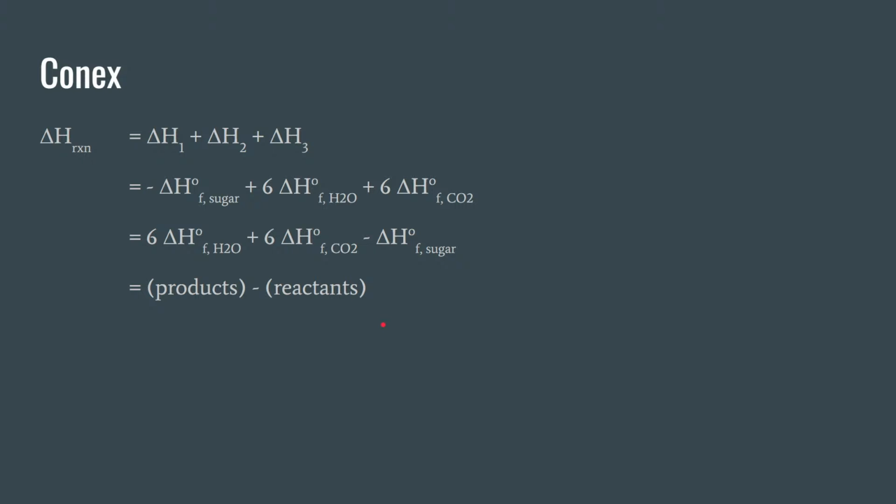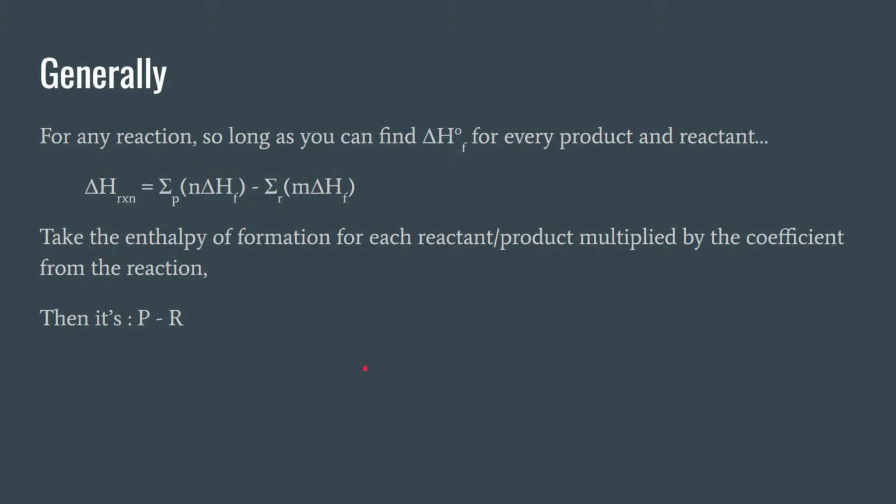These enthalpies of reaction are always going to have this form, products minus reactants. For any reaction, so long as you can find the enthalpy of formation for every product and every reactant, it's going to take this somewhat complicated looking form. Products minus reactants. You multiply the enthalpy of formation for every reactant and product by the number of moles, the coefficient from the reaction. And then you add all your products together, you add all your reactants together, then it's products minus reactants.